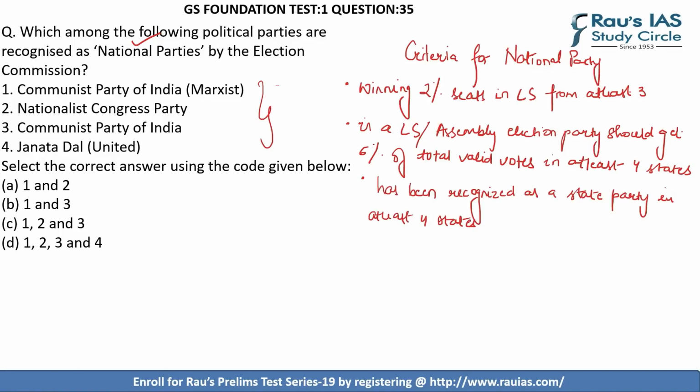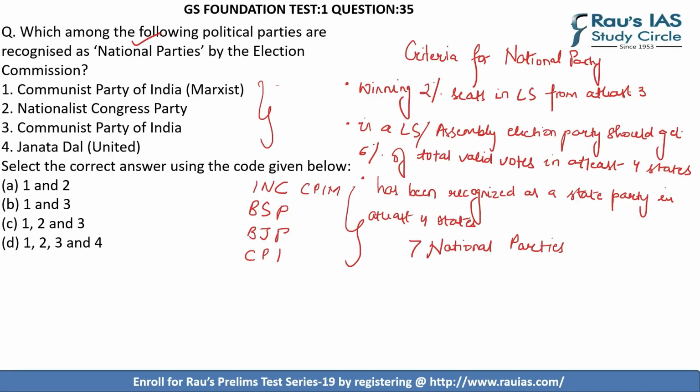In accordance with these 3 criteria, India has currently recognized 7 national parties. These include Indian National Congress, Bahujan Samaj Party, Bharatiya Janata Party, Communist Party of India, Communist Party of India Marxist, National Congress Party, and All India Trinamool Congress. Taking clues from this information, the correct answer would be option C, as Communist Party of India Marxist, National Congress Party and Communist Party of India are recognized as national parties. So our final answer would be option C.